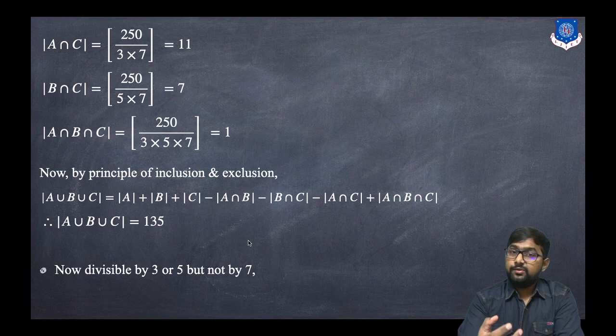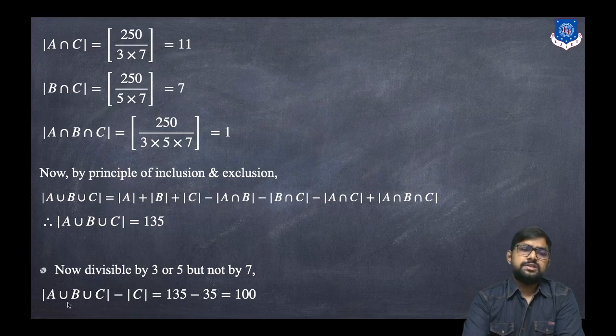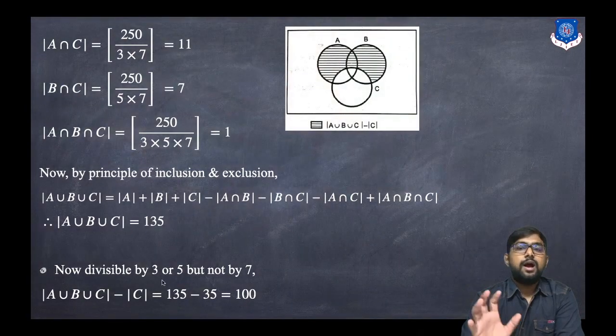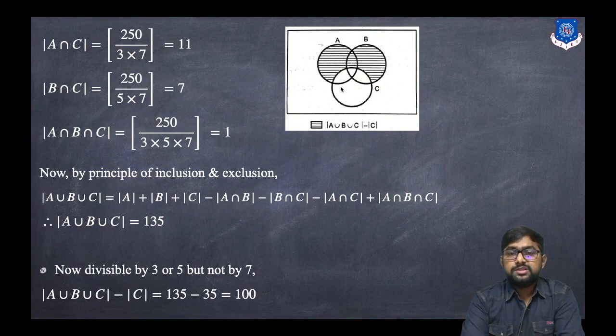Now the second question is divisible by 3 or 5 but not by 7. That means we consider A union B union C minus the whole of C, that is the cardinality of C. That will be the final answer. So 135, which we have already calculated, minus the C portion, that is 35, gives 100. How? Divisible by 3 or 5 means A union B, but not by 7, so we need to cut the whole C. So the final answer is 100.